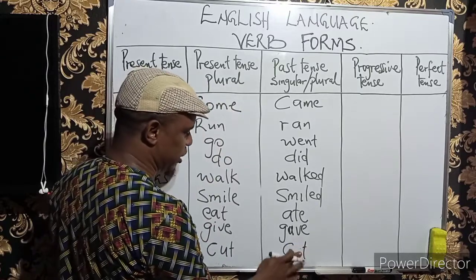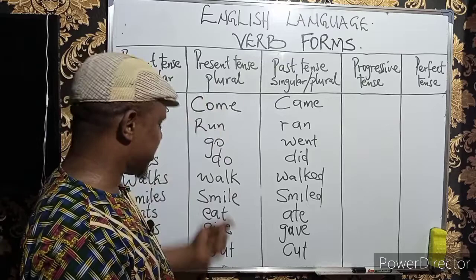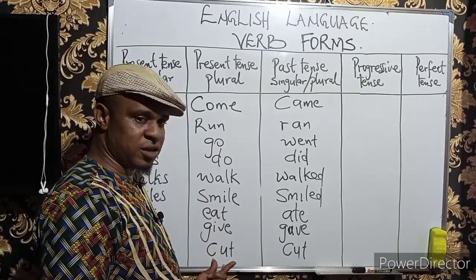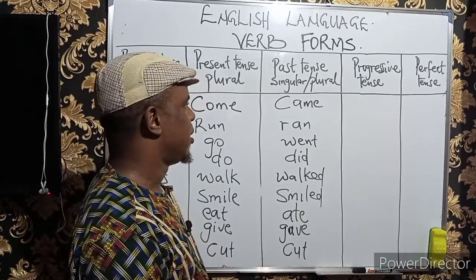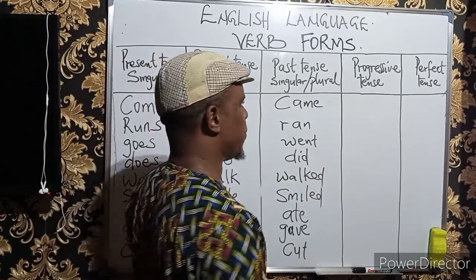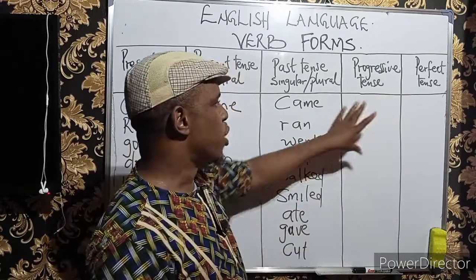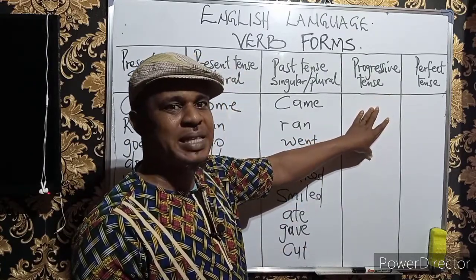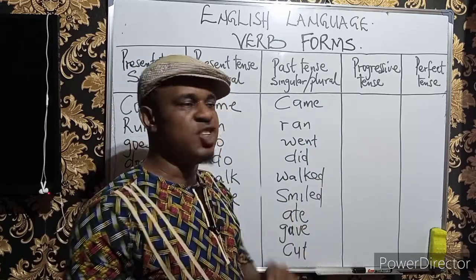These ones are always stable. They don't change. In their present tense form, it is cut. The past tense form should be the same, cut. Now we move over to the progressive. Like I told you, in the progressive tense, we also call them the present continuous. And they are those verbs that admit ing.